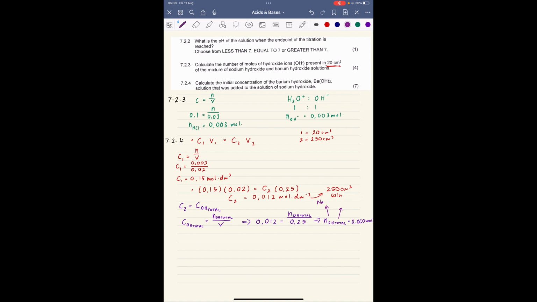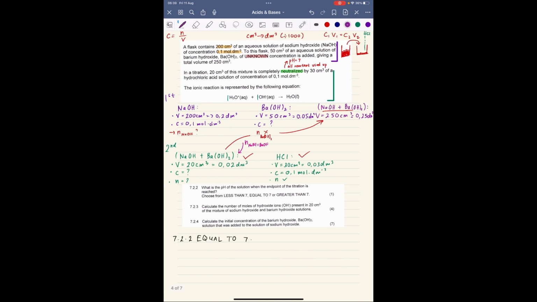Some of the OH exist as NaOH. Some of the OH exist as Ba(OH)2, or barium hydroxide. So there are two sources of OH. If we add these two sources of OH, then we will get our total. So let's go and work through that. We can see over here in the first reaction that we have the ingredients needed to find out the moles of NaOH. So let's go ahead and do that.